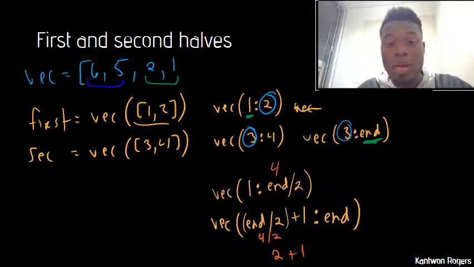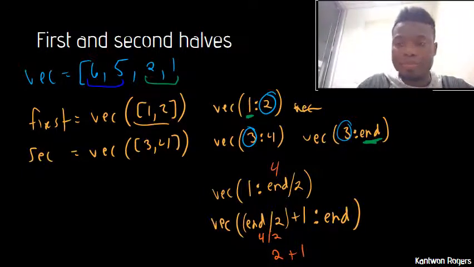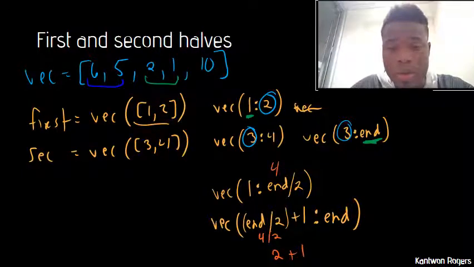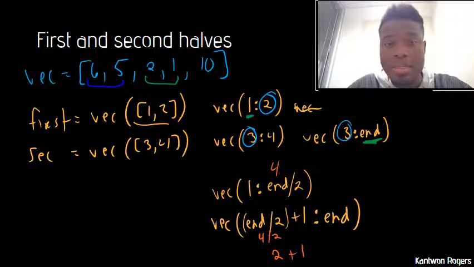So the most generic way, so once again, this only works because we have a vector of an even number of values. Let's say my vector was 5 values. Let's say I had a 10 here. This wouldn't work anymore because n divided by 2, my end is 5.